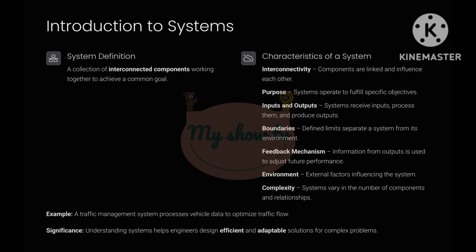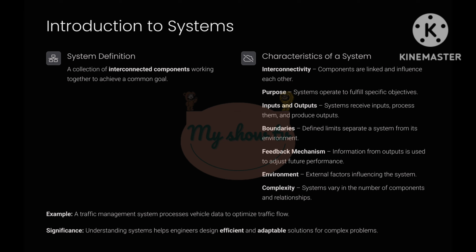2. Boundary. Every system has limits that define what is inside and what is outside. These boundaries separate the system from its environment. 3. Input. Systems receive input in the form of energy, information, or materials from their environment. 4. Process. Within the system, these inputs are processed or transformed to achieve specific functions. 5. Output. After processing, systems generate outputs that interact with the environment.